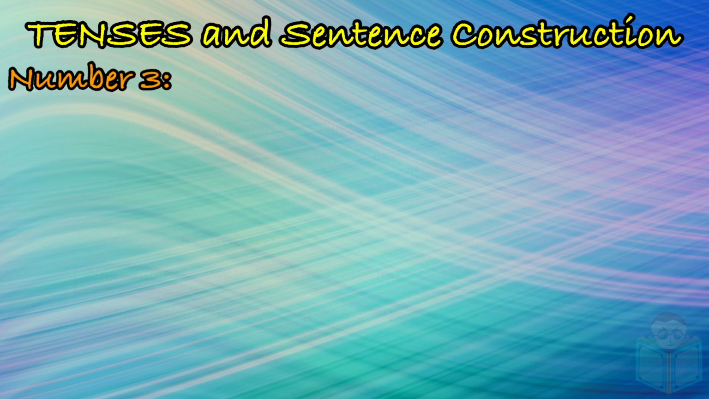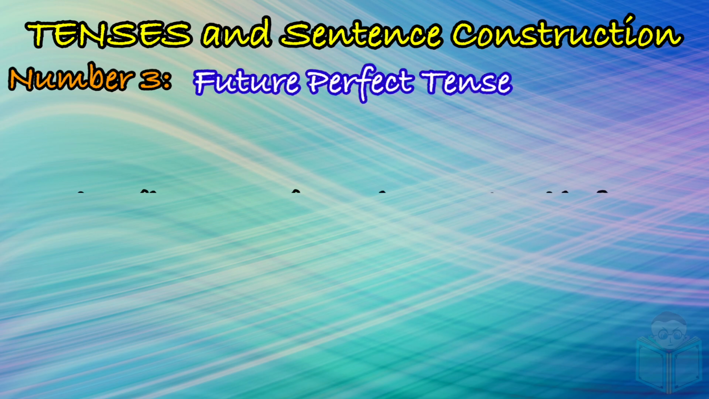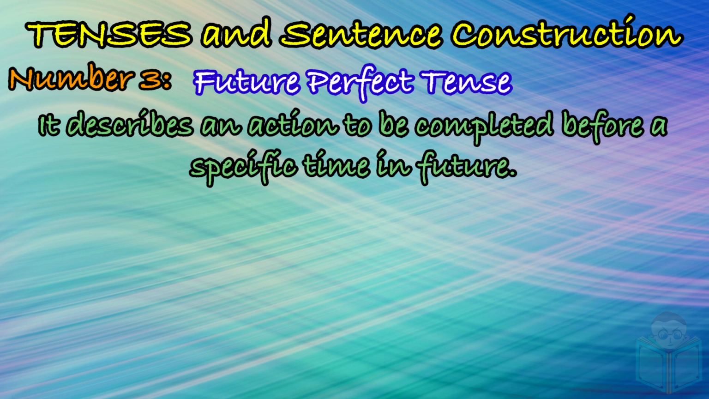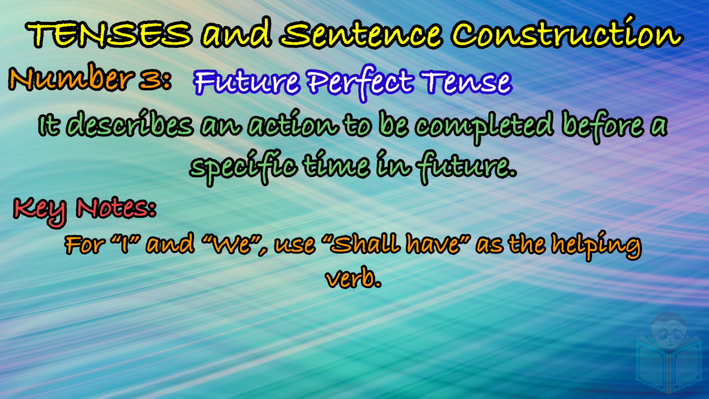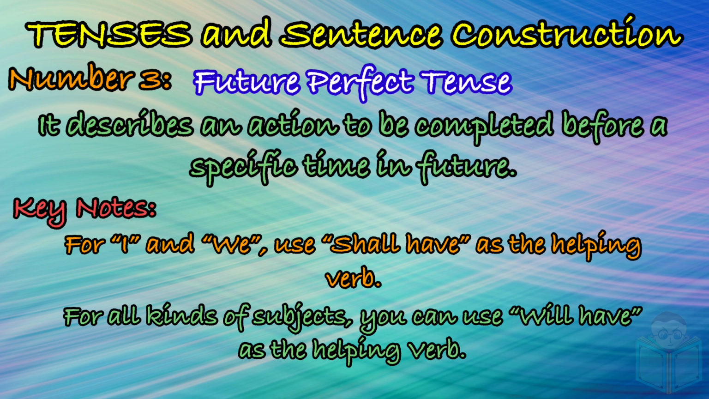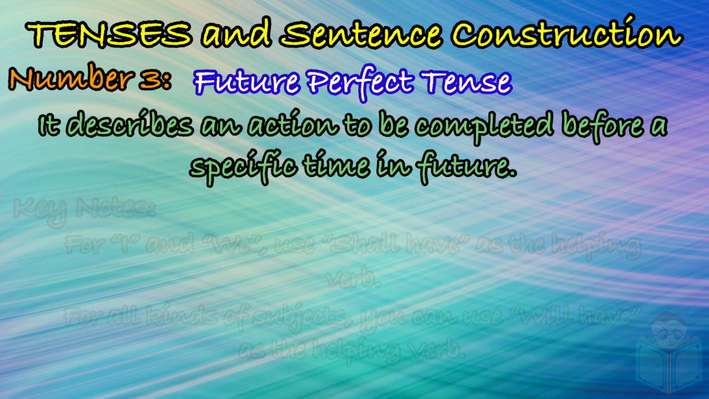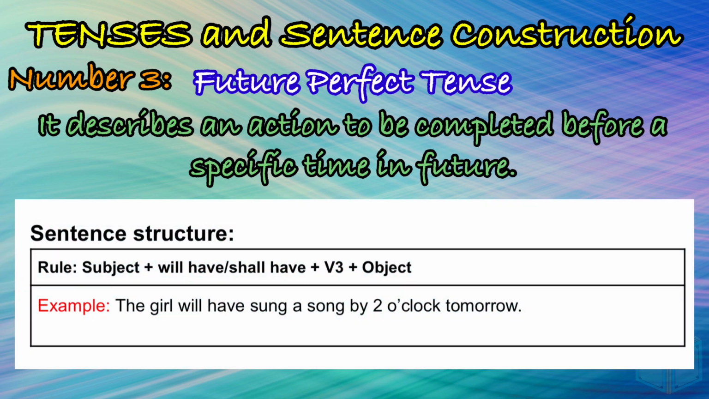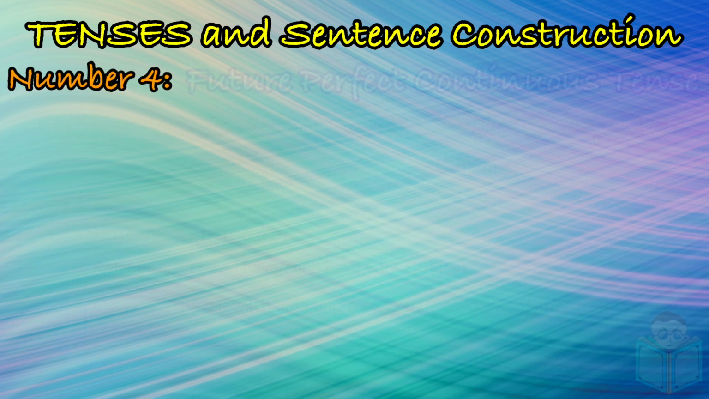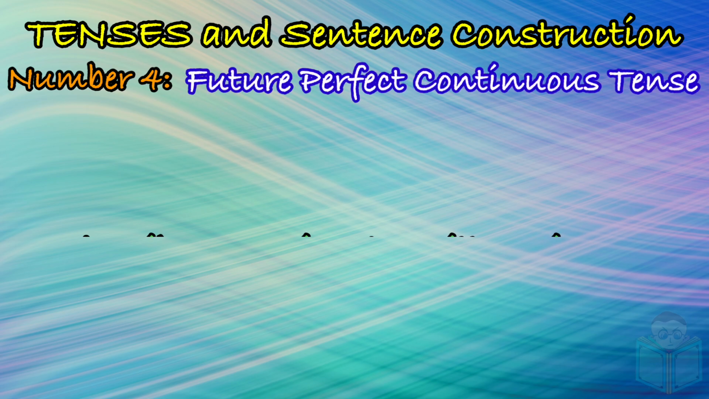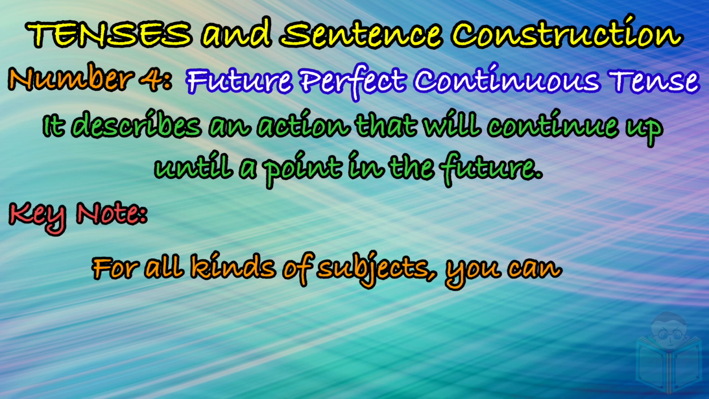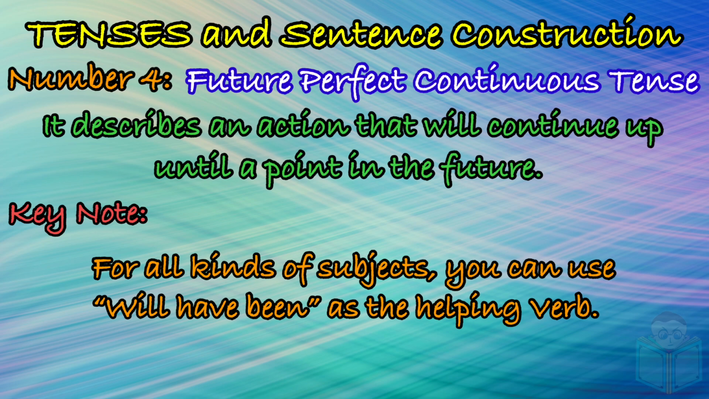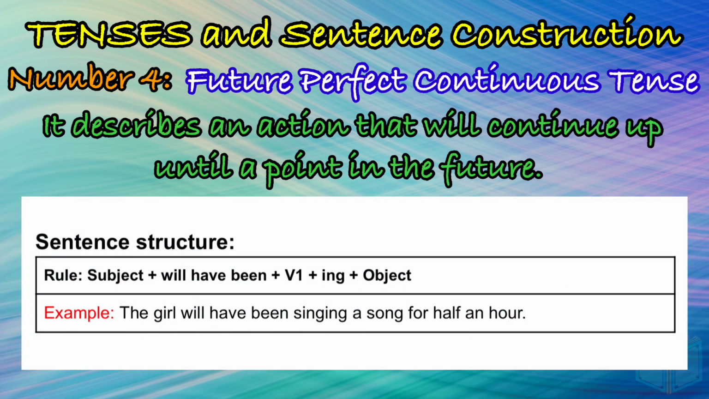Number 3. Future perfect tense. It describes an action to be completed before a specific time in future. For I and we, use shall have as the helping verb. For all kinds of subjects, you can use will have as the helping verb. Please follow the table for full structural rules. Number 4. Future perfect continuous. It describes an action that will continue up until a point in the future. For all kinds of subjects, you can use will have been as the helping verb. Please follow the table for full structural rules.